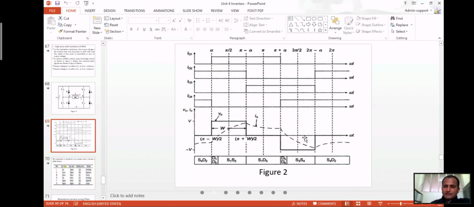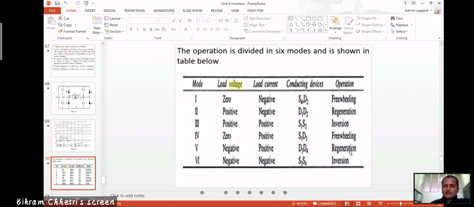In this case, S3, S4. So what is happening is an inversion mode. So similarly, it will keep on continuing. It means there will be a continuation again. Then it will be mode 1, mode 2, mode 3, mode 4. There are 6 modes of operation in this single pulse width modulation. So this is how pulse width modulation works.